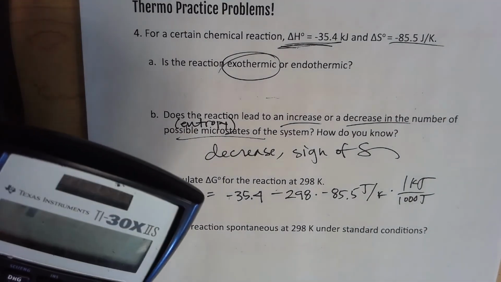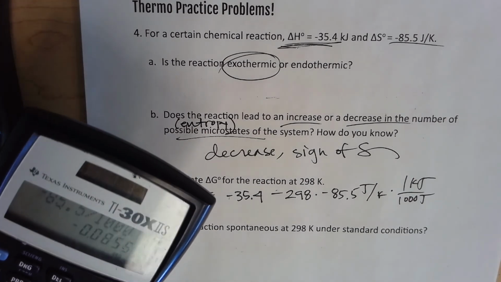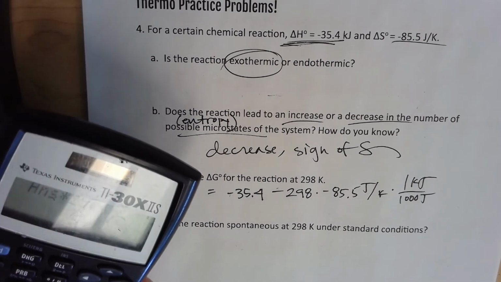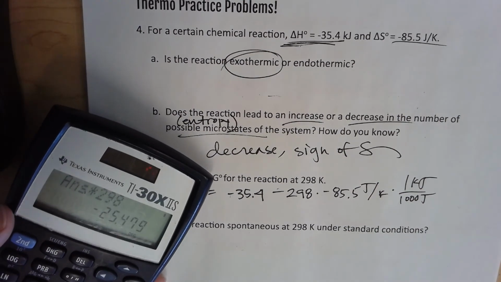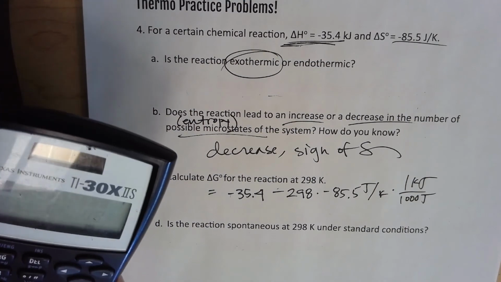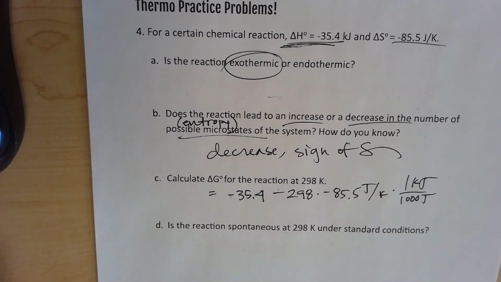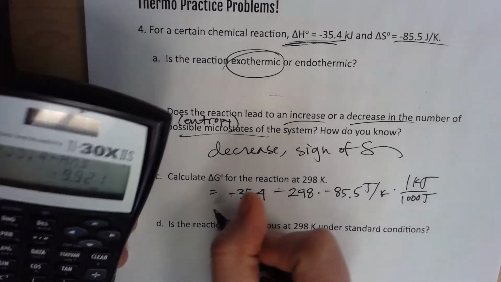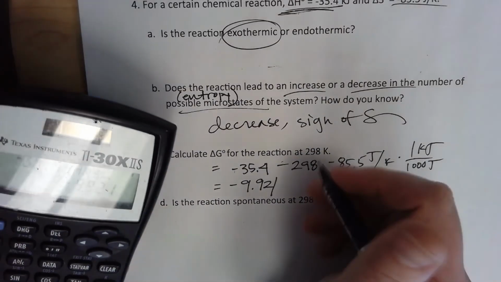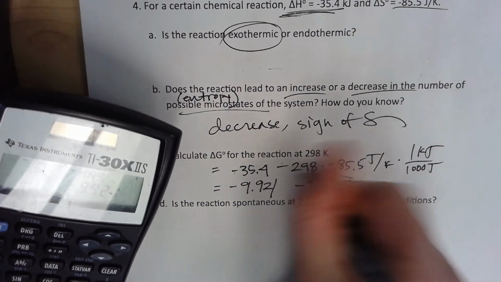So I'm going to take negative 85.5, divide it by 1,000. Okay. We're going to multiply that by 298. Okay. 25.479. Okay, then I'm going to take our negative 35.4 and subtract our answer. And I got negative 9.921. Okay, and we really should be about negative 9.9, and that's going to be in kilojoules.